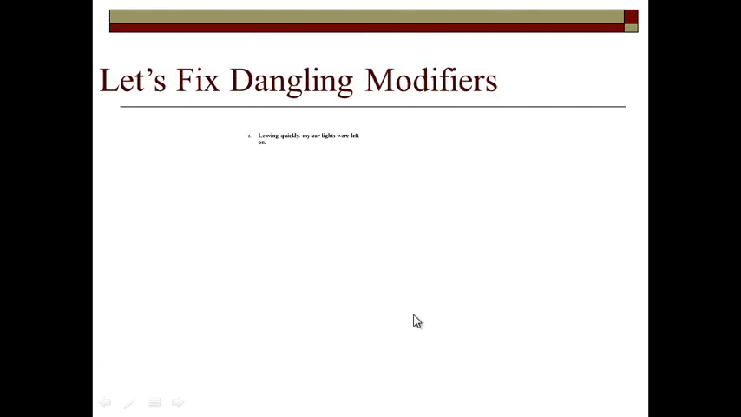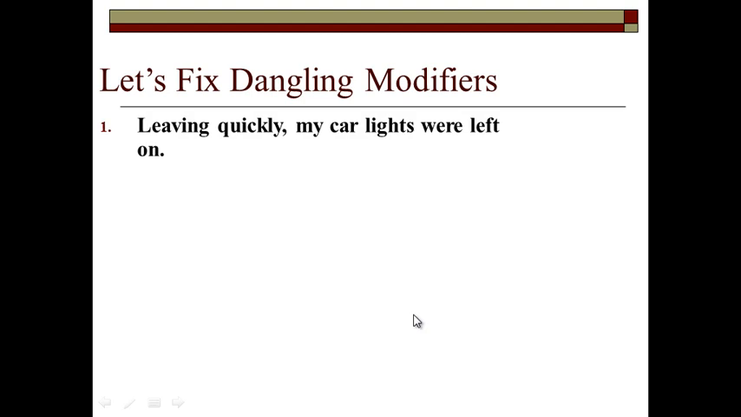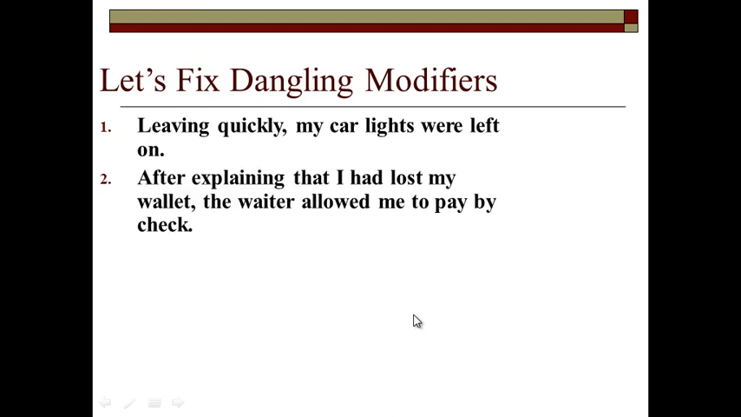Let's fix dangling modifiers here. Leaving quickly, my car lights were left on. While I was leaving quickly, my car lights were left on. This is another way to fix it. After explaining that I had lost my wallet, the waiter allowed me to pay by check. You can pause every time I give you a sentence and try to do it yourself. On the next slide, you have all the solutions and how they are fixed.